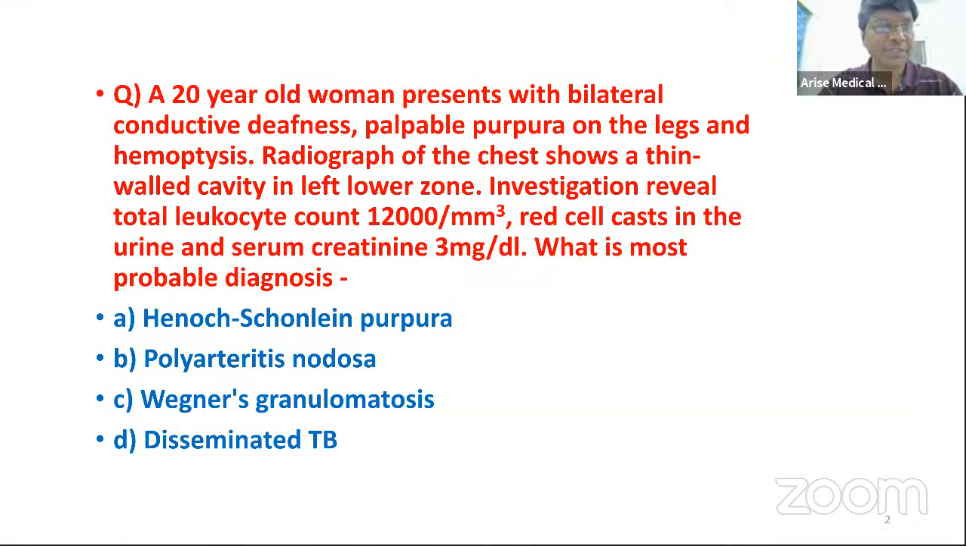The first question is, we have a 20-year-old woman who presents with bilateral conductive deafness, palpable purpura on the legs and hemoptysis. Radiograph of the chest shows a thin-walled cavity in the left lower zone. Investigations reveal total leukocyte count 12,000 per cubic millimeter, red cell cast in the urine and serum creatinine 3 mg per deciliter. What is the most probable diagnosis? Henoch-Schonlein's purpura, Polyarteritis nodosa, Wegner's granulomatosis, disseminated tuberculosis.